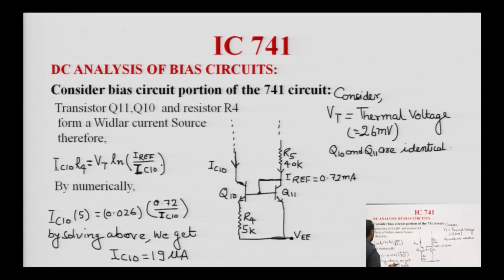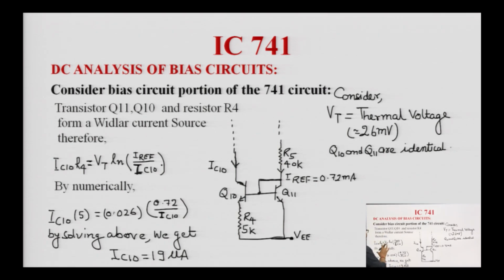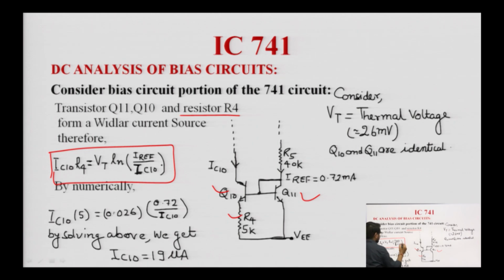Now, next we try to calculate the current IC10, and we know that this arrangement is the Widlar current mirror arrangement. In the next slide we will see the relation between transistors Q11, Q10 and resistor R4. R4 forms a Widlar current mirror circuit, and for this we find the equation for a Widlar current mirror. We get IC10 times R4 equal to VT ln of IREF divided by IC10, where VT is the thermal voltage and its value is 0.026 volt.